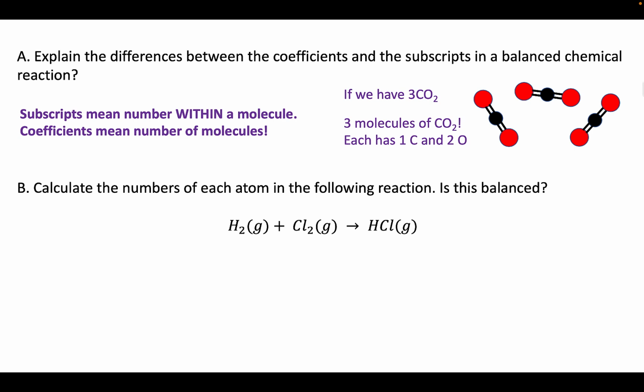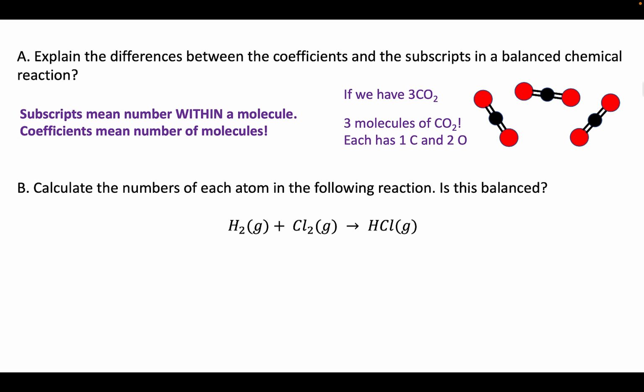If a subscript is not given, like on carbon, then the value is 1. And if it's given, then that's its value. So when we have CO2, that's 1 carbon in black, 2 oxygens in red for each of these 3 identical CO2s. And that's a really important starting point for working with chemical reactions.